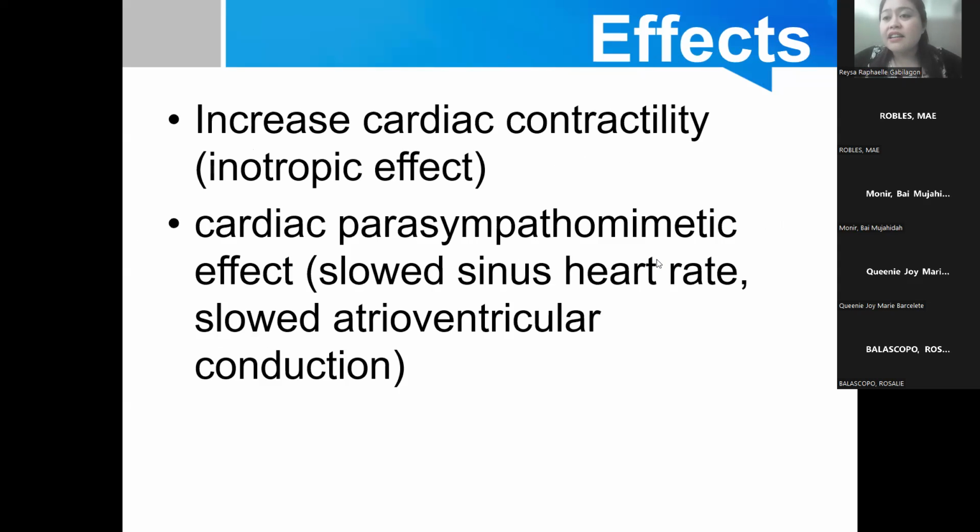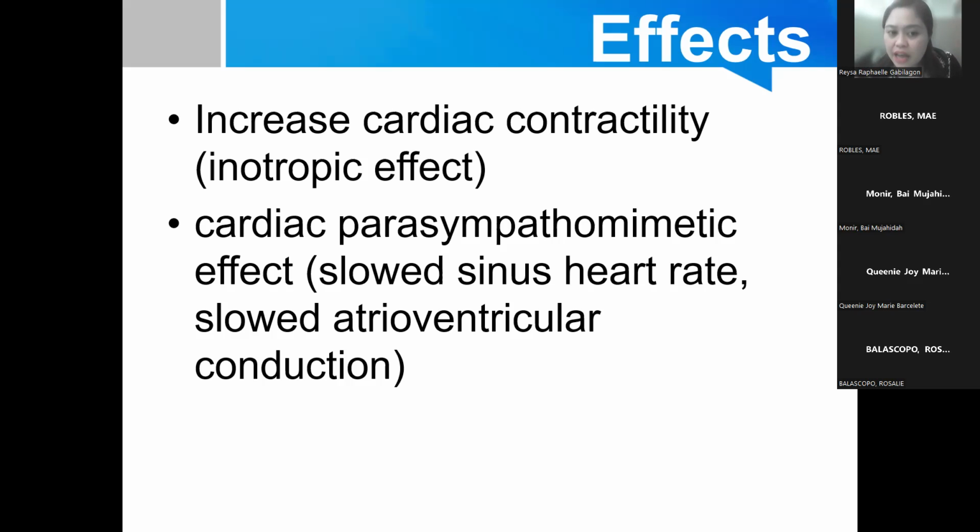There will be increased cardiac contractility. We call that inotropic effect. Okay? And there is cardiac parasympathomimetic effect. Parasympathomimetic, not sympathetic. So there will be slowed sinus heart rate. That means the force of contraction will definitely increase, but the heart rate will decrease with this. Because when the heart rate is too fast, that is another contributor to its weakening.